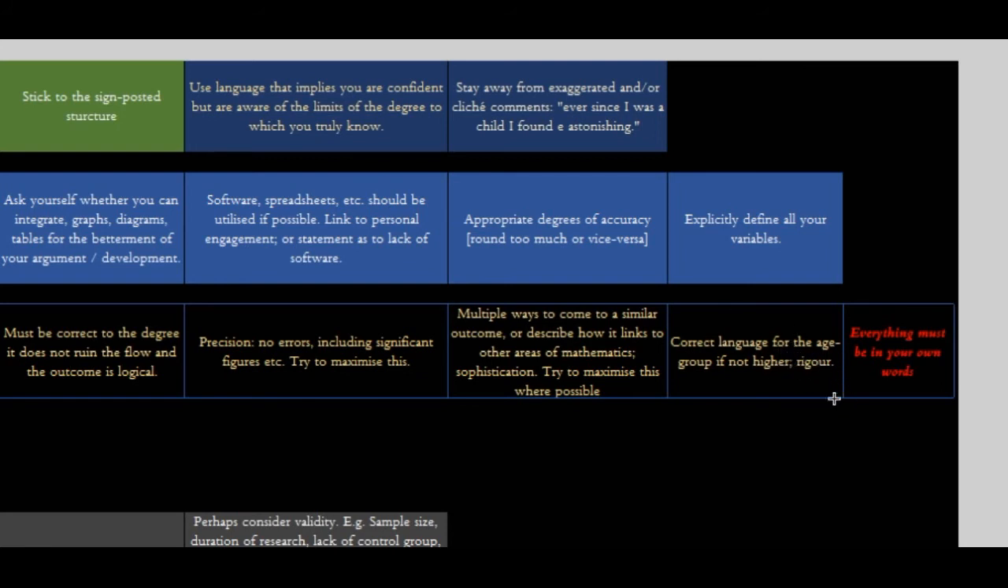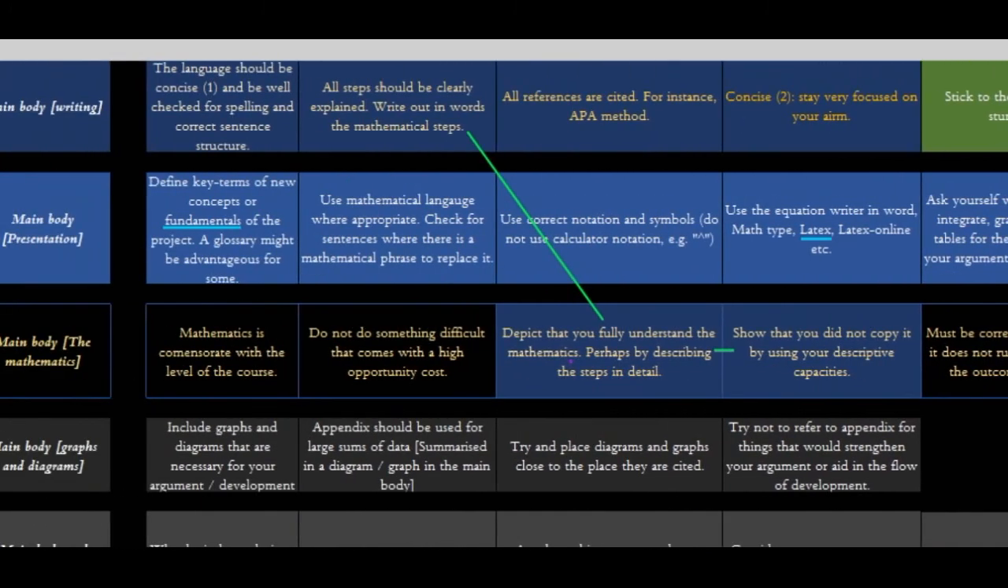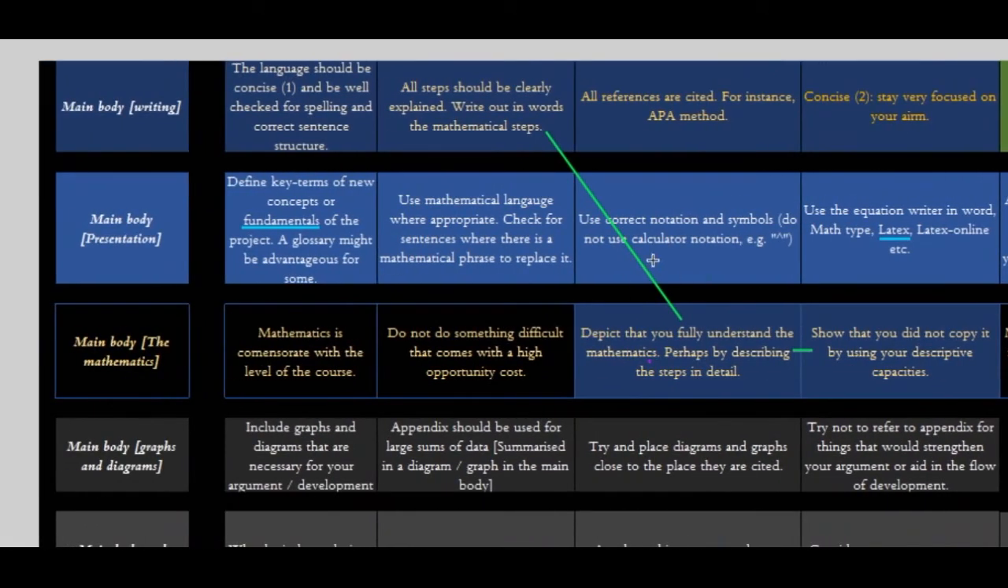So it's about balance. Correct language for your age group, if not higher, rigor, but you make sure that it makes sense, it's logical, things are well defined, it's clear, so that if someone slightly younger wanted to pick it up and with a little bit of work, figure it out, they could. And one of the main things, everything must be in your own words. I need not say that more.